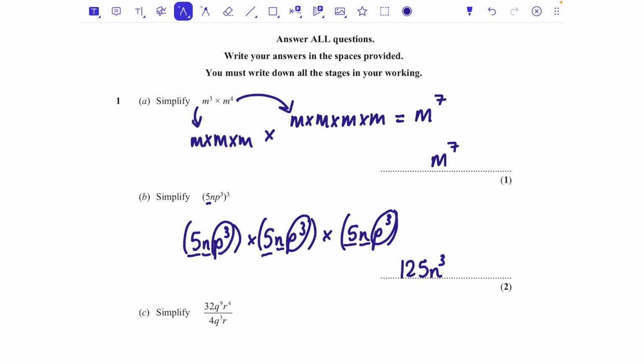And we know that when we're timesing, just as we did in part A, we're adding those powers. So that's p to the power of 9.